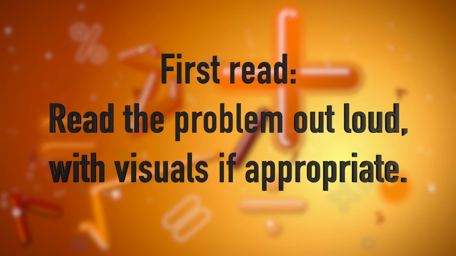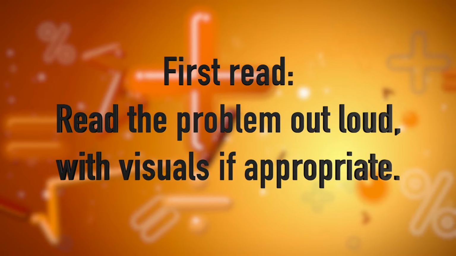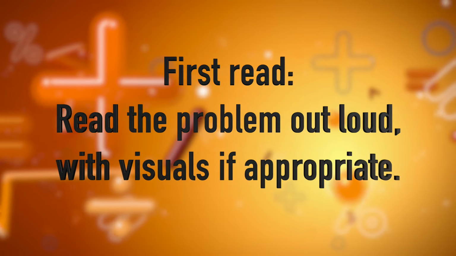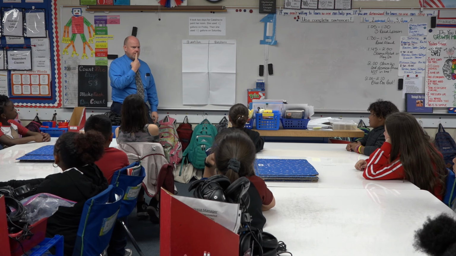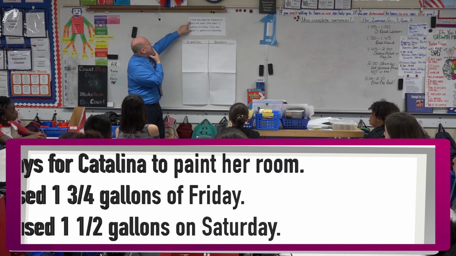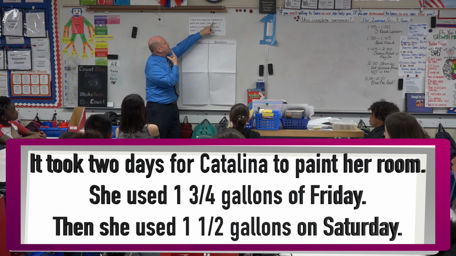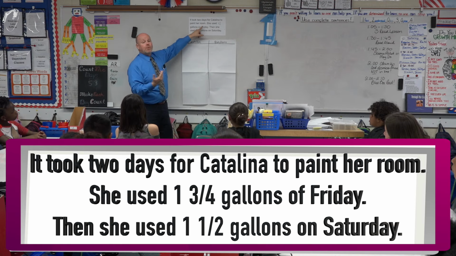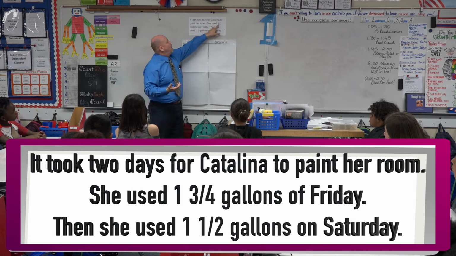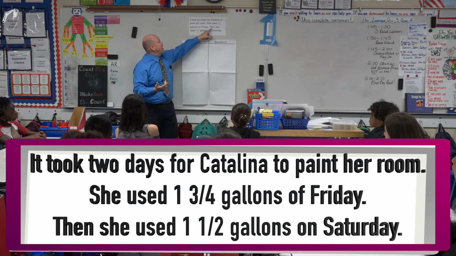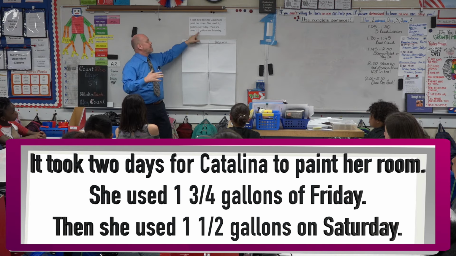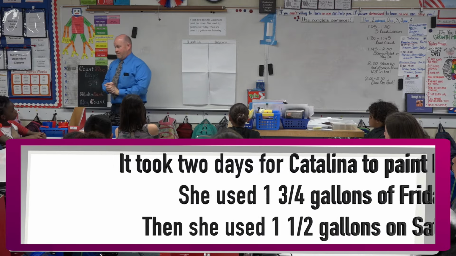He needed to know what a craft fair was in order to focus on the math. This is called a 3-read protocol, which means we're going to read it 3 times. The first time I'm going to read it all by myself with my words. I want you to follow along with your eyes. Keep your mouth closed. Okay, here we go. It took 2 days for Catalina to paint her room. She used 1 3/4 gallons on Friday. Then she used 1.5 gallons on Saturday.